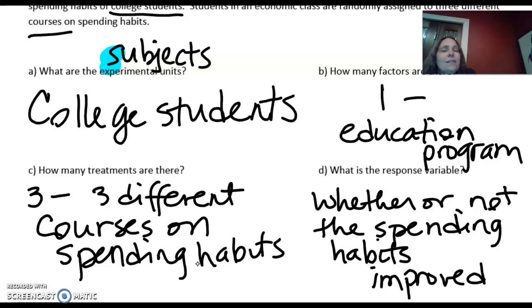If we went back to the exercise example from before, let's say we had 4 different types of exercise routines with 2 different diets, we would have 4 levels for exercise, 2 levels for the factor of diet. 4 times 2 would make 8 treatments. But yes, these are 3 levels based on the 1 factor that we do have. All right, I hope that helps a little bit.